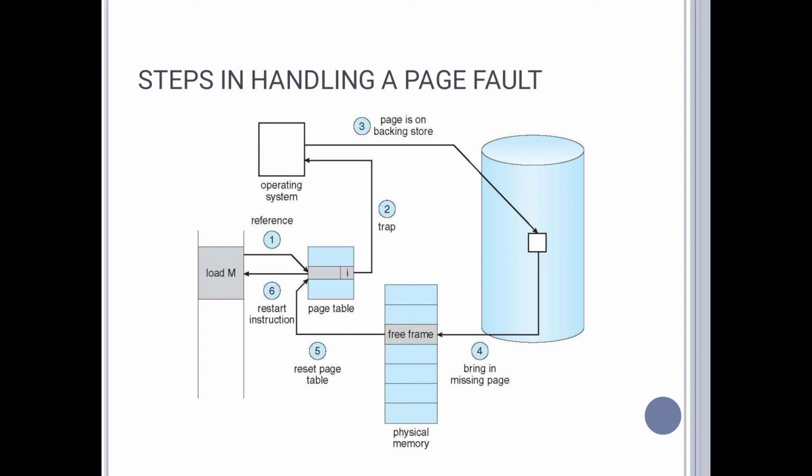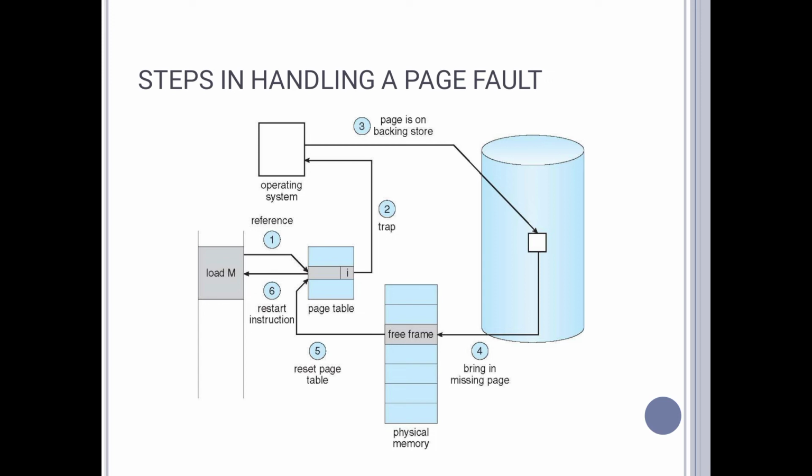A crucial requirement of demand paging is the ability to restart any instruction after a page fault. We save the state, that is, the registers and the instruction counter of the interrupted process, when the page fault occurs. So we must be able to restore the process exactly to the same place and state, except that the desired page is now in memory and accessible.